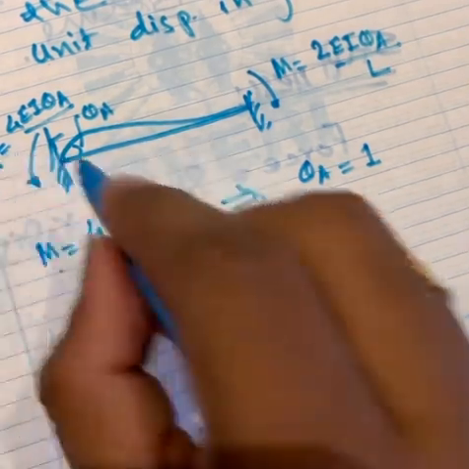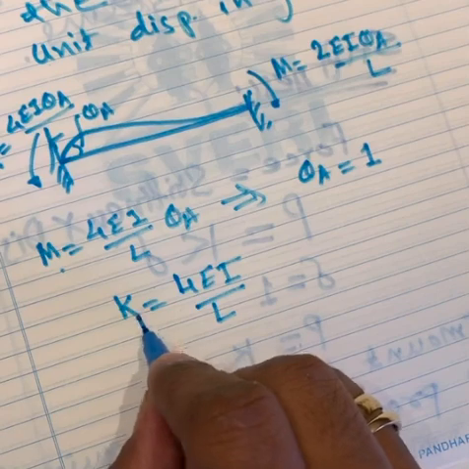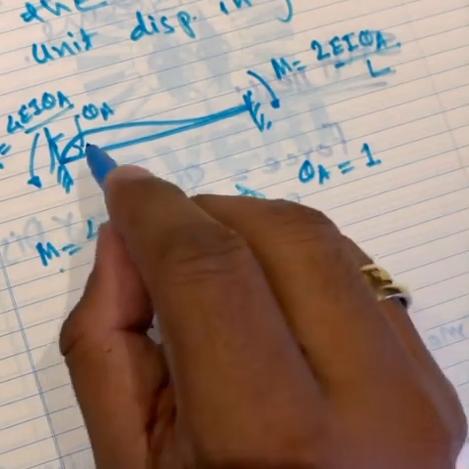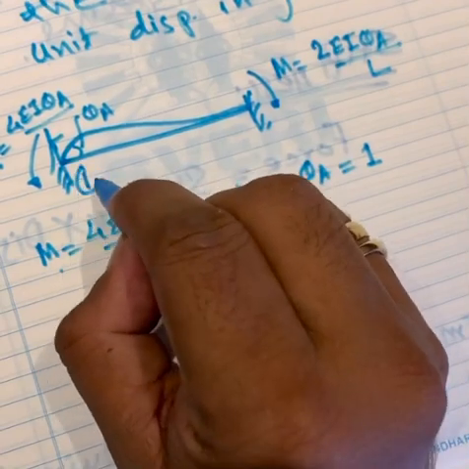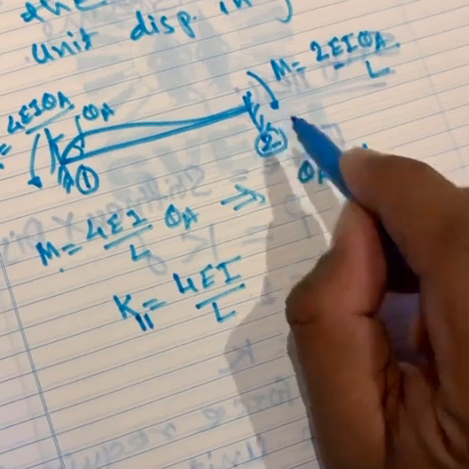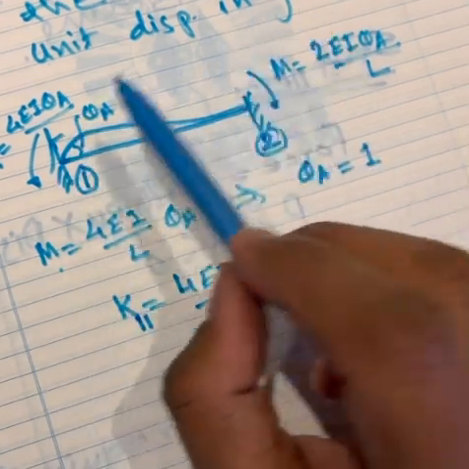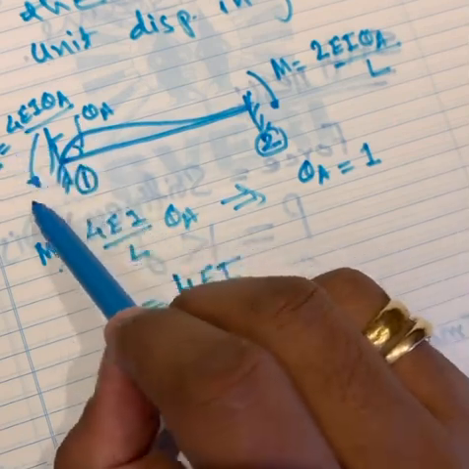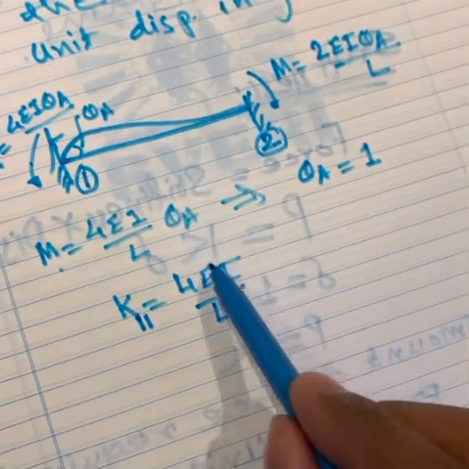And so that way, for this end, we will call it K11. What is the indication of K11? If I call this end 1 and this end 2, what happens when I apply a unit rotation? The moment is applied at this end and measured at this end, so that's why it is K11.